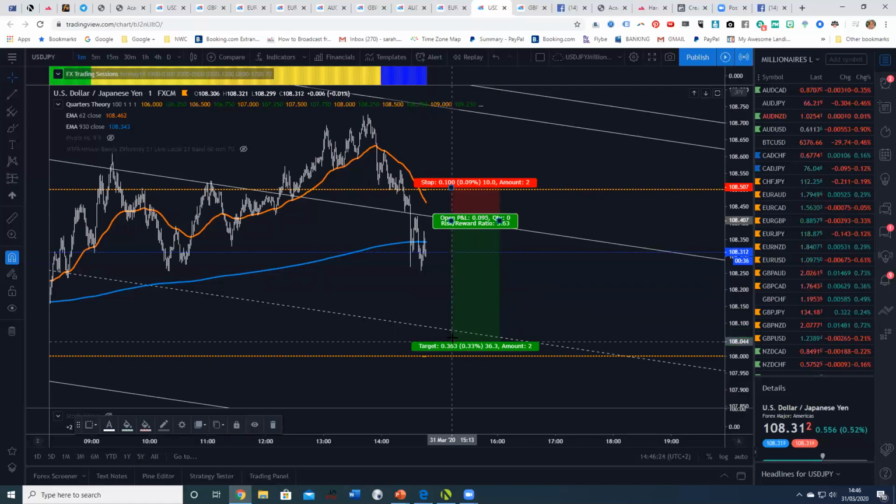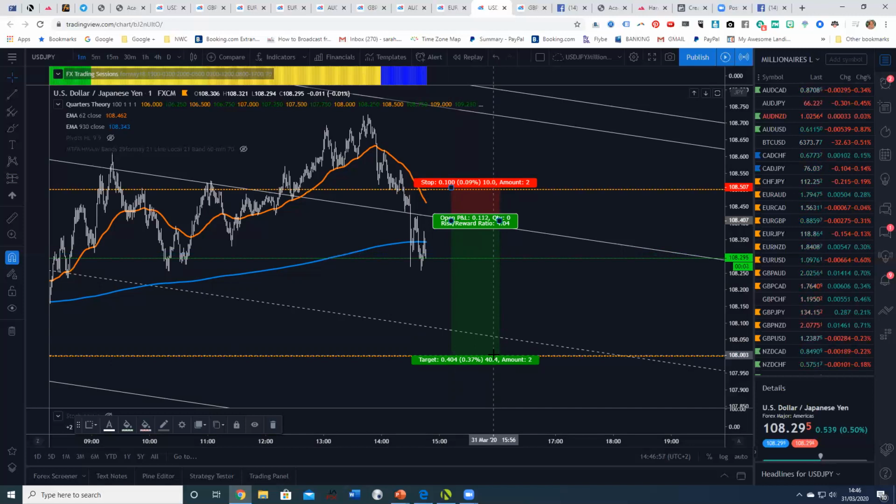pip range at 108.077 is where the pitchfork hits, depending on how long it takes for price to come down to that level, because there's 35 pips down at 108.055, and then down to this wedge where it's in a price trap at 40 pips. That's your next level, is 108.000, which is your quarter theory line.